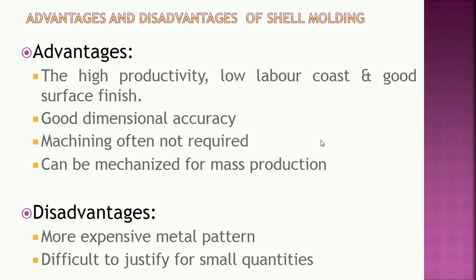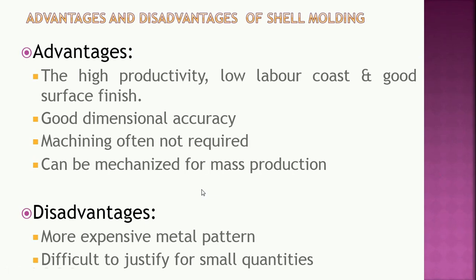Now we will see its advantages: high productivity, low labor cost, and good surface finish. As compared to green sand molding, surface finish is good, labor cost is less, and dimensional accuracy is more. As the surface finish is good, machining is not required, and this process can be mechanized for mass production. All these are the advantages.